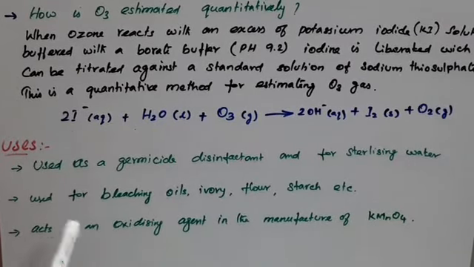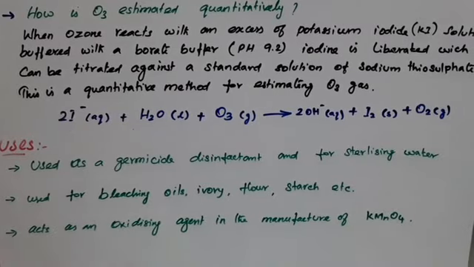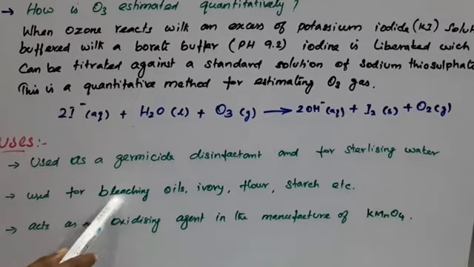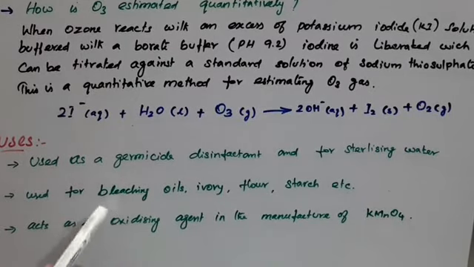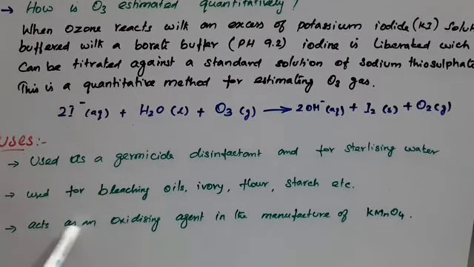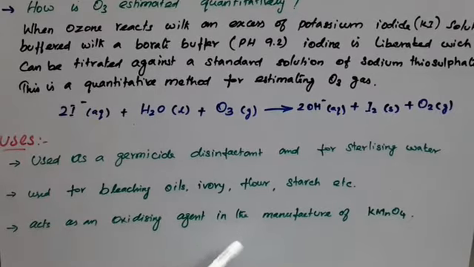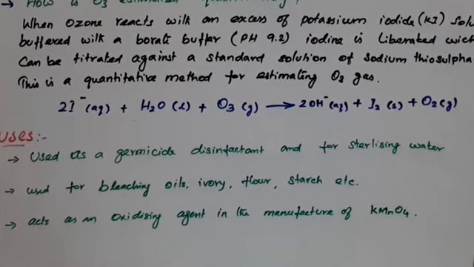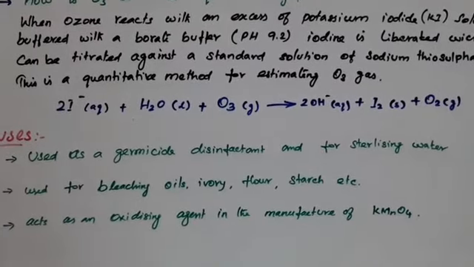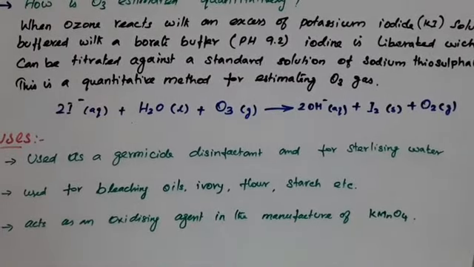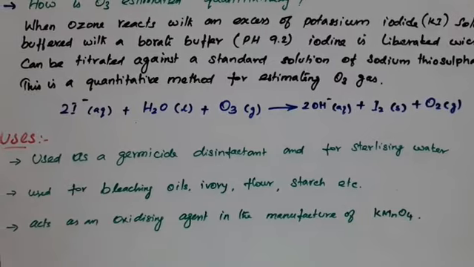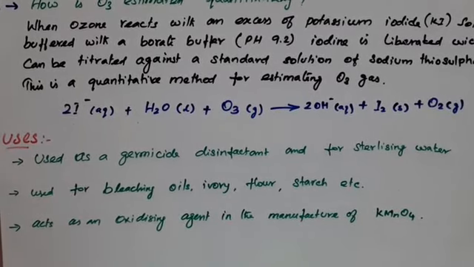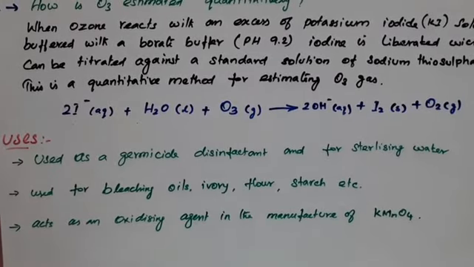So this is used for good bleaching. Okay, due to the release of nascent oxygen, it acts as an oxidizing agent in the manufacture of KMnO4. It is a good oxidizing agent, so we use it for our titration part, redox titrations. O3 acts as a good oxidizing agent.